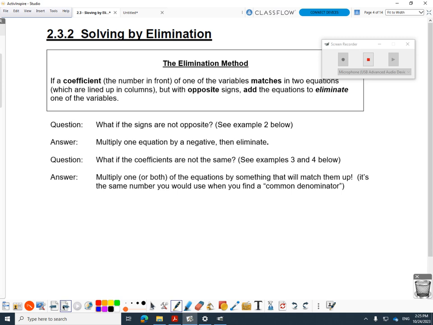You have questions. What if the signs are not opposite? I'm going to show you what to do so you can make them opposite. What if the coefficients are not the same? I'm going to show you what to do so you can make them the same. We can always make them the same. We can always make elimination work. That's why it's very popular, and it's a little bit simpler algebra.